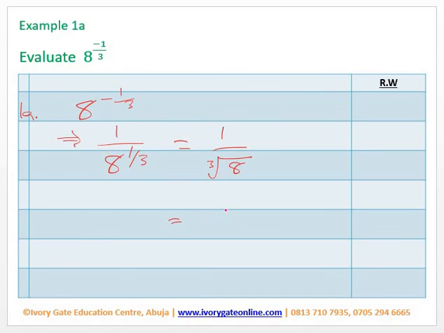And cube root of 8 is 2. Therefore, 2 is our answer. Okay. So, in solving mathematics, we said that you need to make sure that you are clear. So, in doing that, part of it is making sure that your sign of equality aligns. It helps your work to look neat, and it helps the examiner to follow your solution.